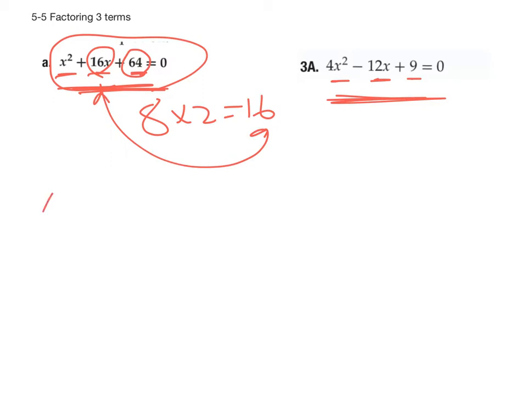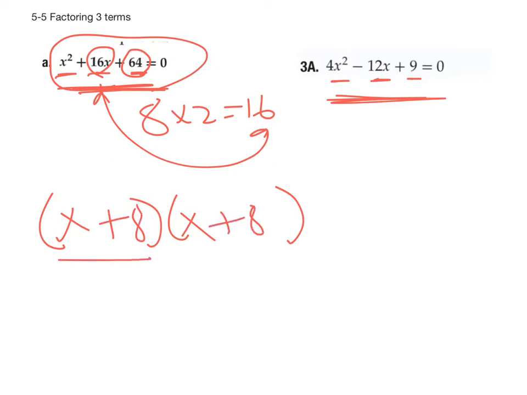And to do that kind of problem, you do your two parentheses, you split your x apart, x squared splits the x, and then the 8, because it's a positive, is just repeated because it's a perfect square. So this is factoring what's called a perfect square.